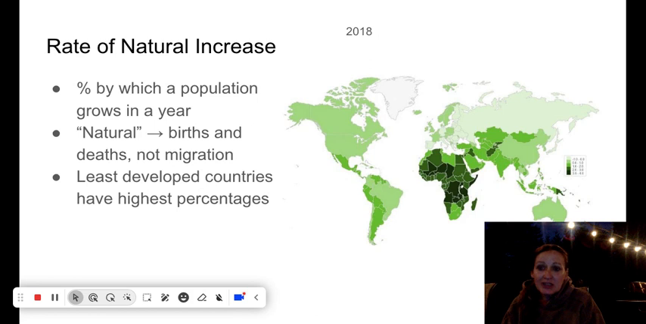Least developed countries have the highest percentage. So their population actually seems to grow very quickly. So you see it's higher in most of sub-Saharan Africa, for example, than, say, the United States or others. Once again, this is a chloropleth map.